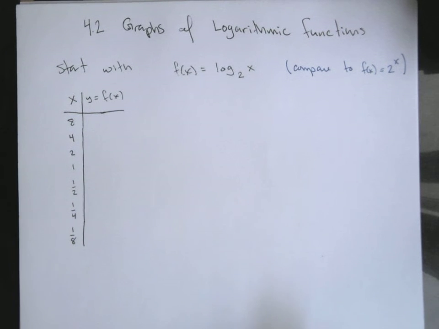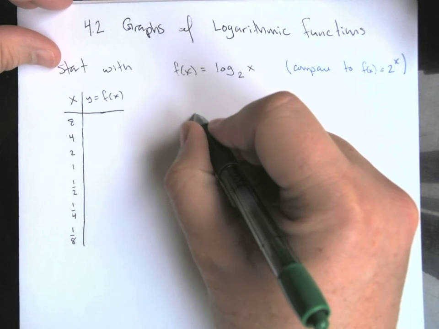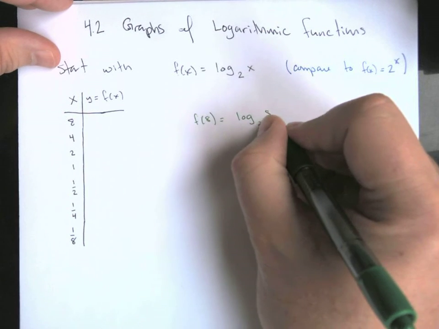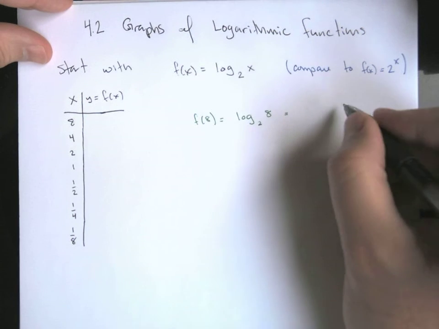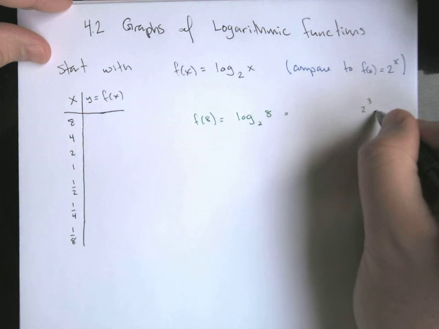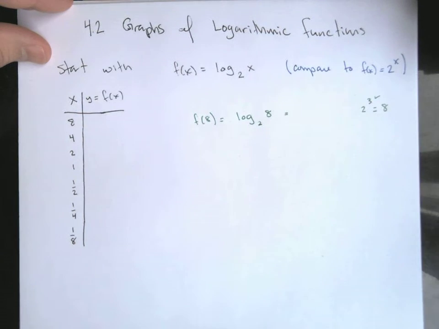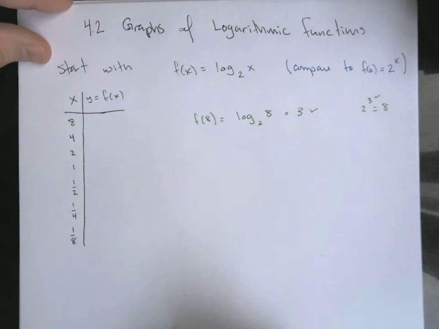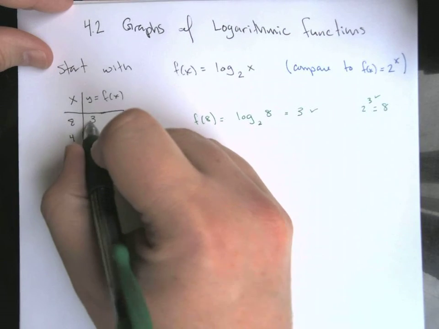So let's find all these values, and then we'll make a sketch. So this is going to be f of 8. So this is log base 2 of 8. How do I get from 2 to 8? Well, it must be that 2 cubed is 8, right? So then that value is going to be 3. So that's y value 3.